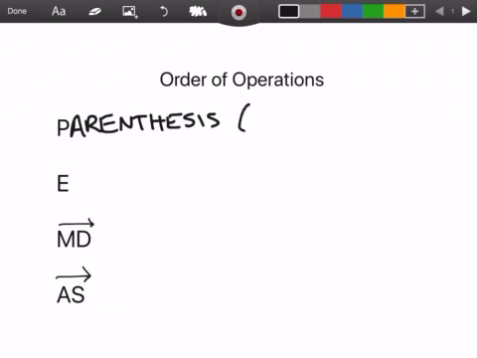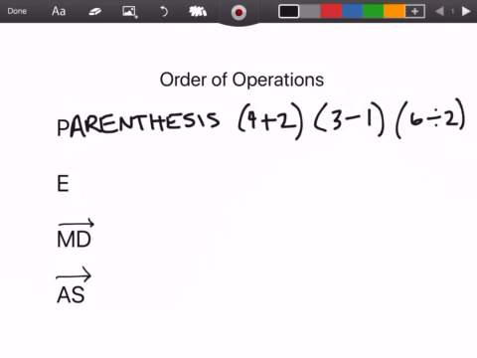Okay, these are parentheses. And this step is only used if there is an operation inside the parentheses. So maybe we have adding two numbers inside the parentheses, or subtracting, or maybe dividing or multiplying. Okay, if you see a number like this in parentheses, that's nothing, you don't have anything to do inside the parentheses, so you don't have to worry about doing anything for that step first, okay? Only if there's an operation inside the parentheses.